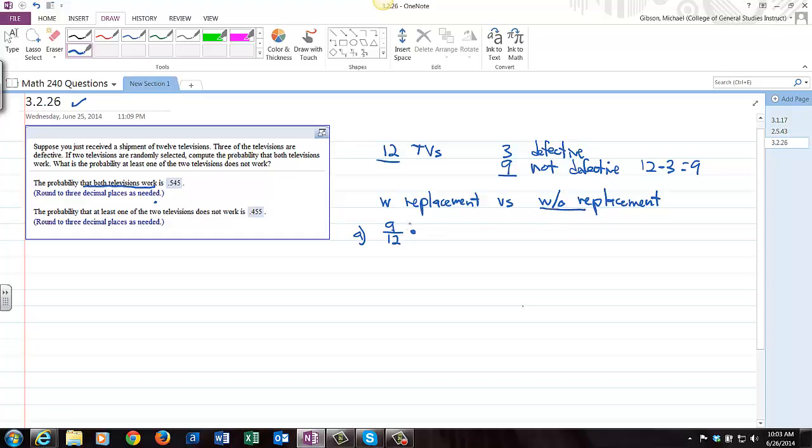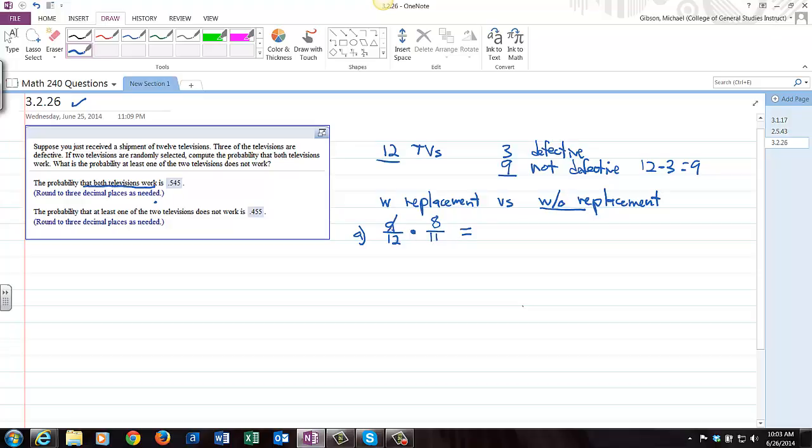So since the first TV's already been chosen, there's only 11 TVs left, right? And how many of them are not defective? Well, the first one wasn't defective, so we've got one less not defective TV also, so only 8 left are not defective. Alright, you can multiply this out on your calculator or however you want to work that out.